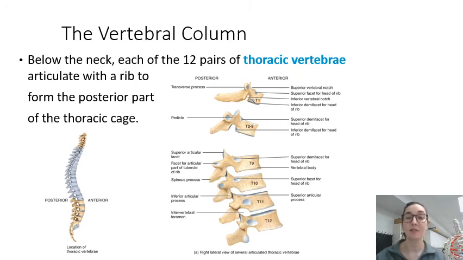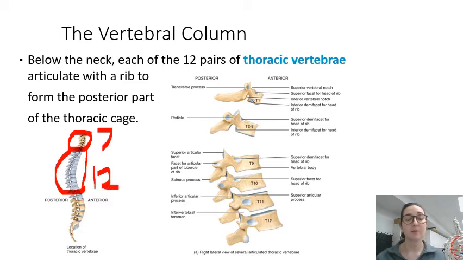Okay, so moving down to the thoracic. We've got 12 thoracic vertebrae, not pairs, just 12 thoracic vertebrae, numbered T1 through T12. These ones start getting a little bit bigger. Here's your first 7, the cervical. As we move down to the next 12 of the thoracic, we're getting a little bit bigger. I'm going to write the number 12 here. These vertebrae are a little bit bigger.